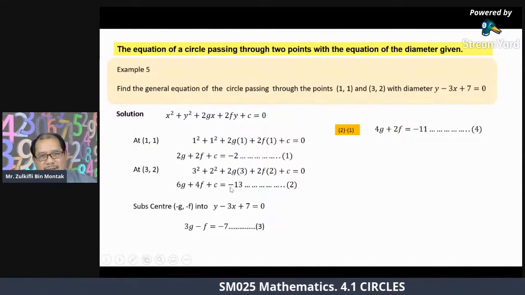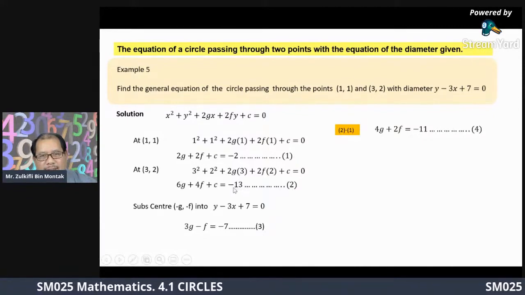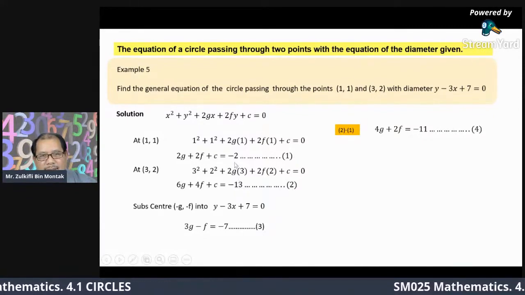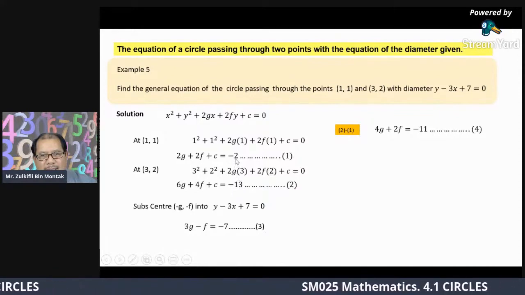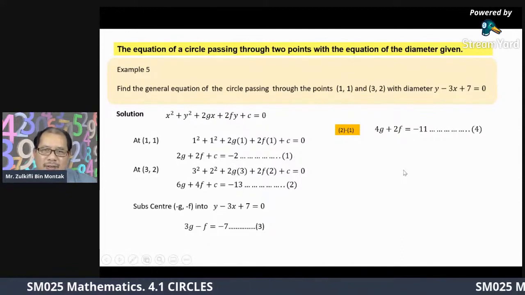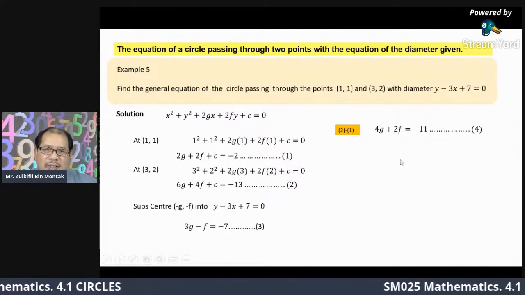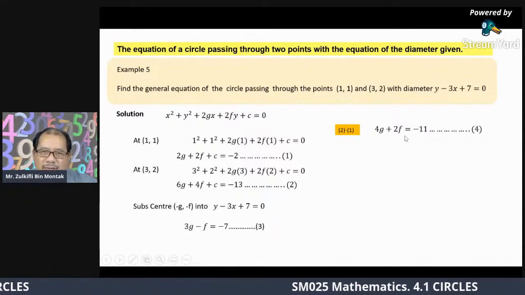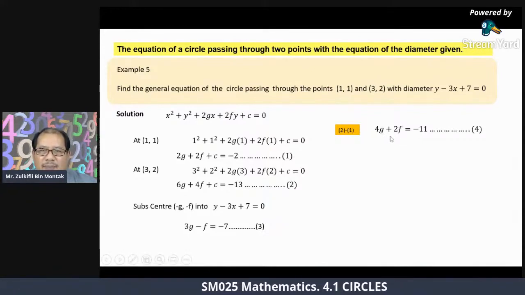Then -13, and here -13 minus 2, that means plus 2. -13 plus 2 equals -11. This is the fourth equation. Now we don't have C here: 4G plus 2F equals -11.